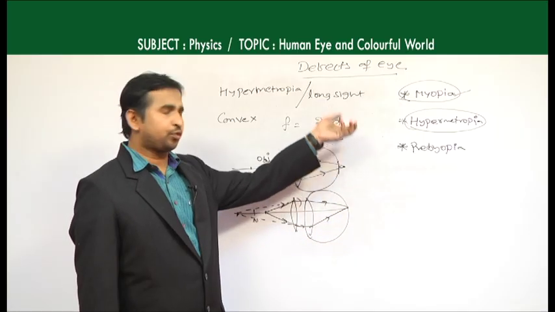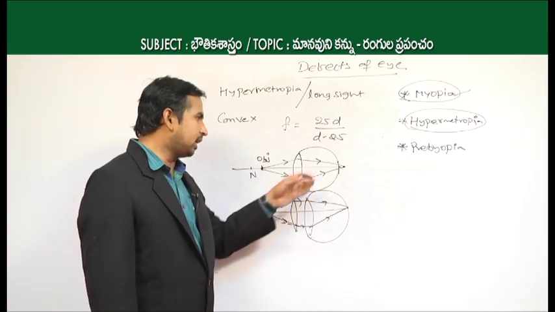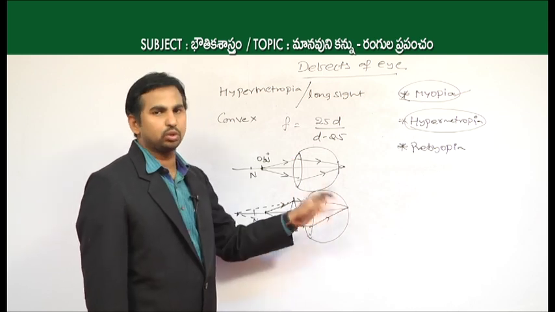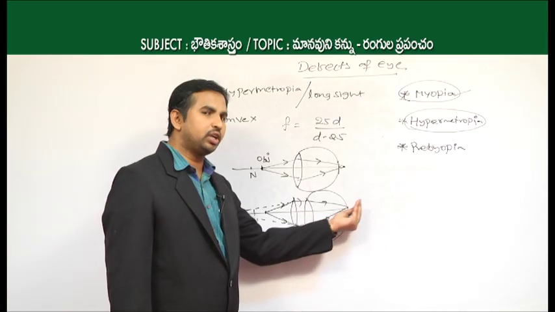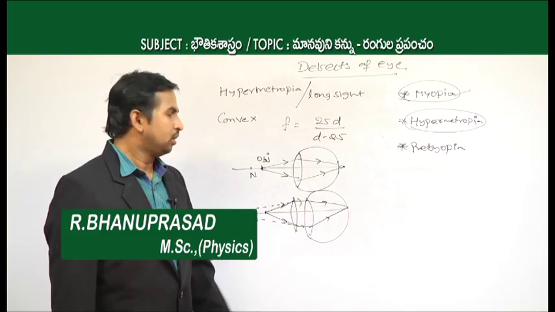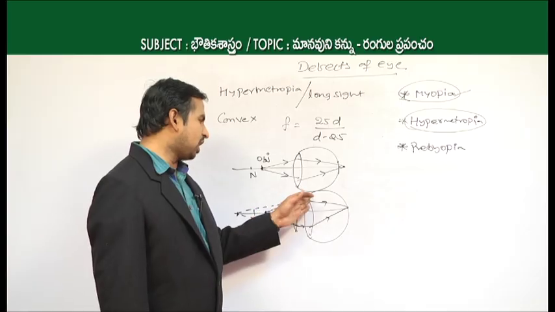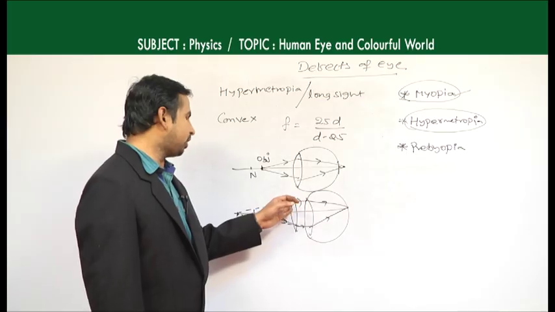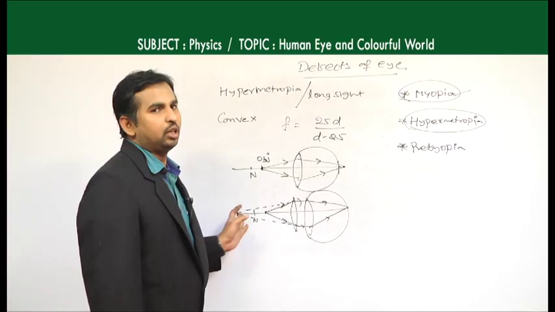So the suggested lens is the convex lens, because the converging point is far after the retina. If we use one more convex lens, the light rays converge two times, so the converging point comes closer and forms exactly on the retina. The light rays coming from the object, when passed through the convex lens, appear to be coming from after the near point.